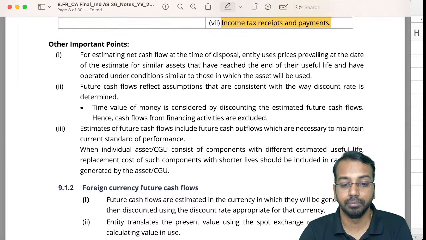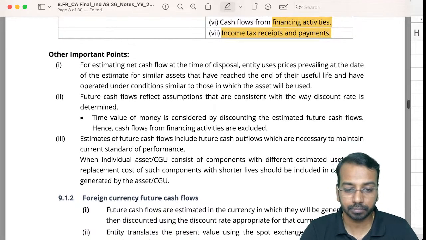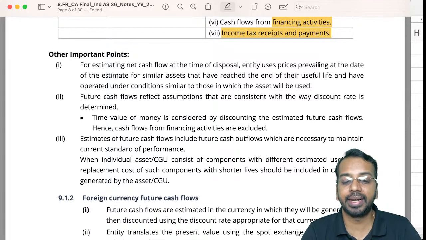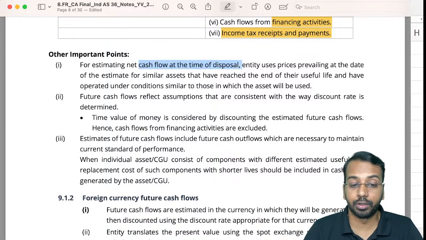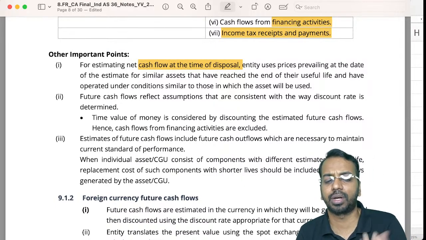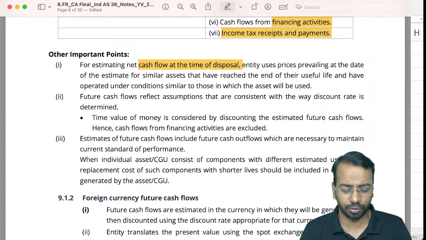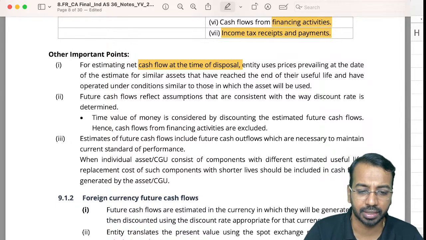Then for disposal related cash flow that we will sell, what we'll do is we'll see, okay, currently a 5-year-old asset can be sold at what amount. That will be the disposal or residual value. In examination, they'll give you, okay, this is the residual value. No need to worry about that.